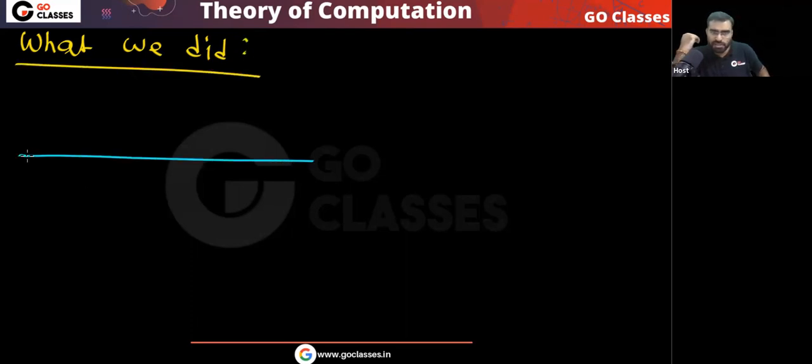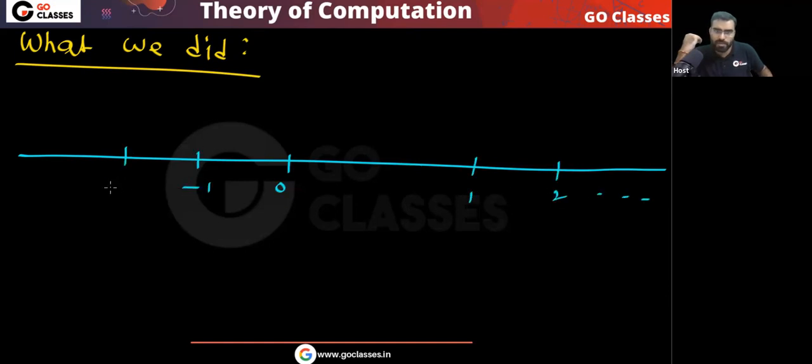What we did. Let me tell you what we did. If you see the real line, in this real line, if you notice, this is 0, this is 1, this is 2, and so on. Okay, -1, -2, and so on.